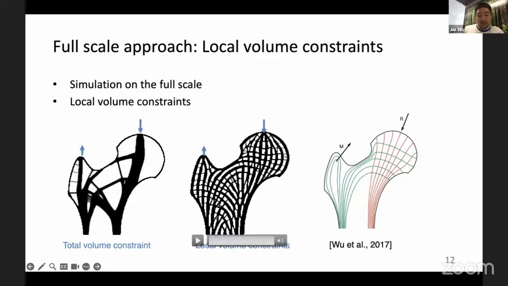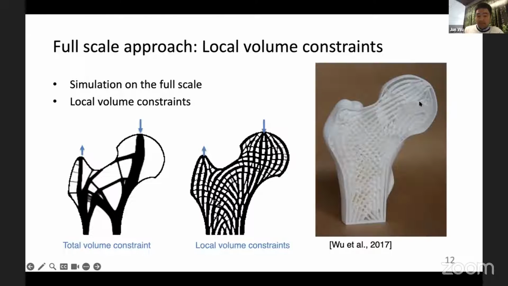And if we compare the porous geometry from this local volume constraint and the stress distribution, there's a very good alignment with these stress directions. Again, these full-scale approaches can be easily extended to 3D. In this case, the computation will be higher in 3D, but the algorithm itself is the same. On the right side is a famous shape optimized by this algorithm and produced with 3D printing.